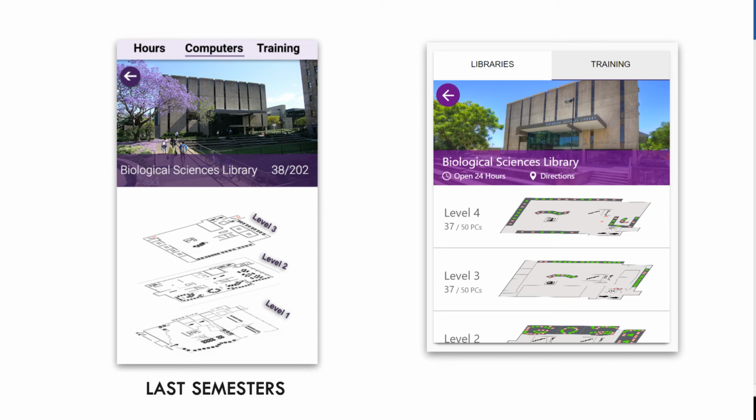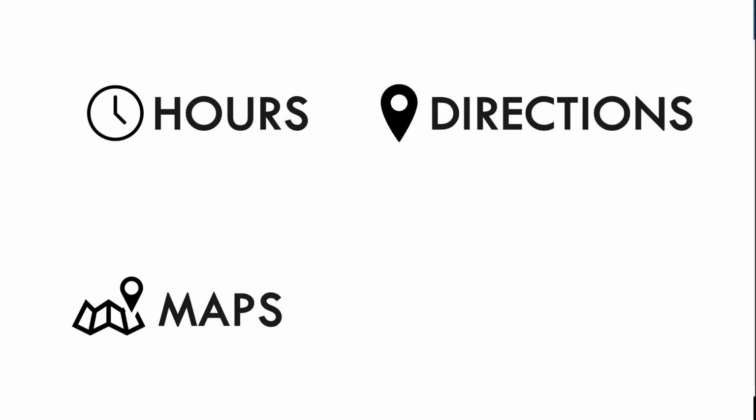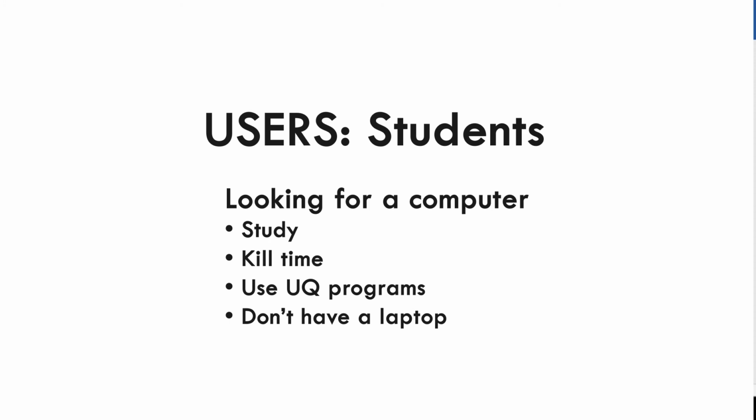Here you can see last semester's mock-up to provide users with a three-dimensional view of the libraries. We've taken this concept, built from it, and created our own version. The purpose of the system is to assist users with finding information about libraries. Our team is focusing on how people find available computers within the University of Queensland, but opted to incorporate information on library opening hours, directions, and floor plans, alongside the computer availability. Users will be predominantly students looking to find computers, whether that is to study, kill time, use a program only on the UQ computers, or they just don't have a laptop.